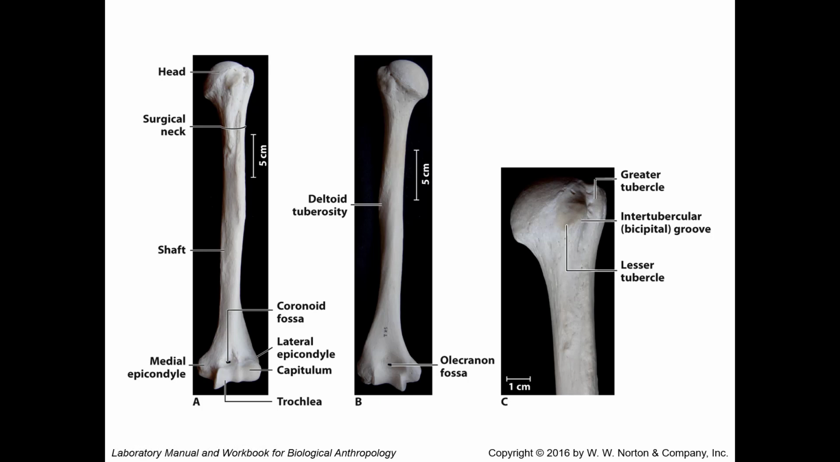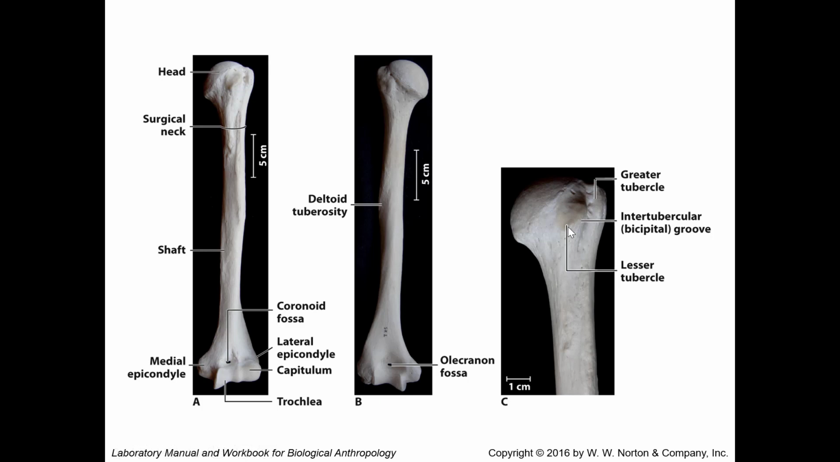Near the head, there are two important projections, the lesser tubercle and the greater tubercle. So the lesser tubercle is the more anterior. So here's the lesser tubercle. It is the more anterior of the two and the smaller of the two.